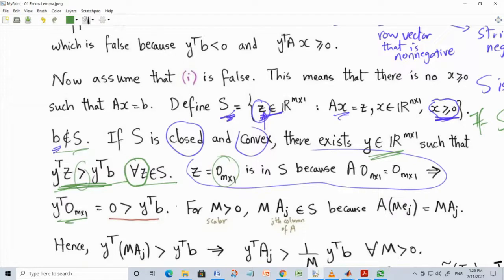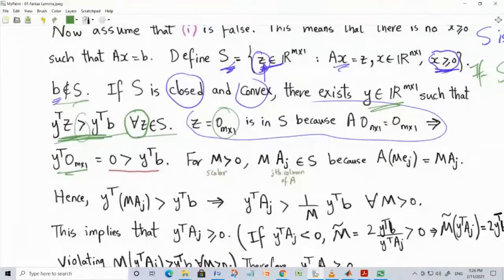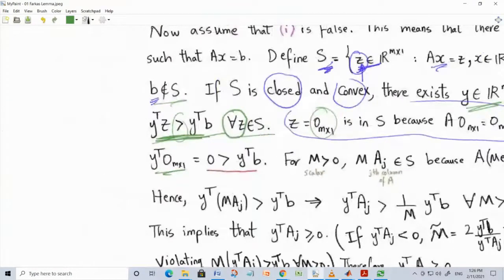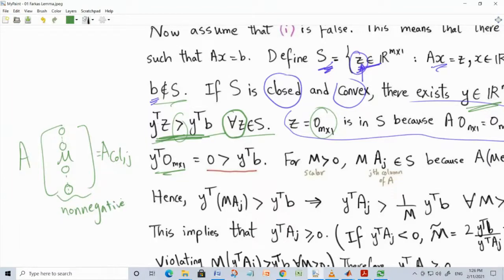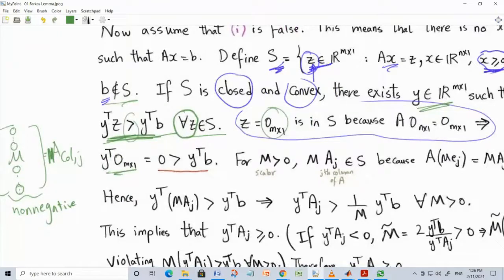What else? There are also some vectors that are guaranteed to exist in S. Choose a big M that is positive, and big M times a column of A is in S. Because if you take matrix A and multiply it by a vector that is 0, 0, and then big M in the jth position, and then 0, where big M is positive, you get A column J, a non-negative vector, multiplied by M. So M times A_j is in S.